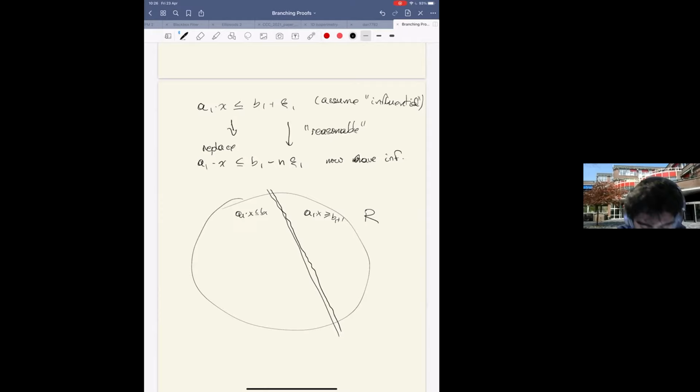But imagine that A1 is so big that this B1 and B1 plus one, the two hyperplanes, are super, super close to each other. There's no width in between them. And we're going to try and approximate it, right? So we're going to try and approximate A1 by A1 prime, which is much shorter.